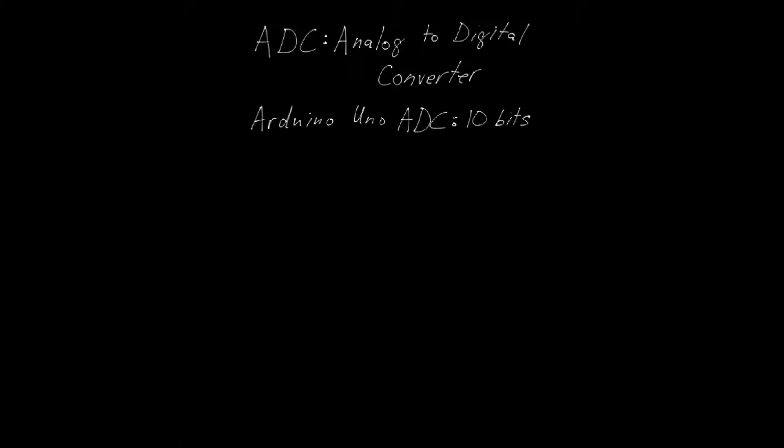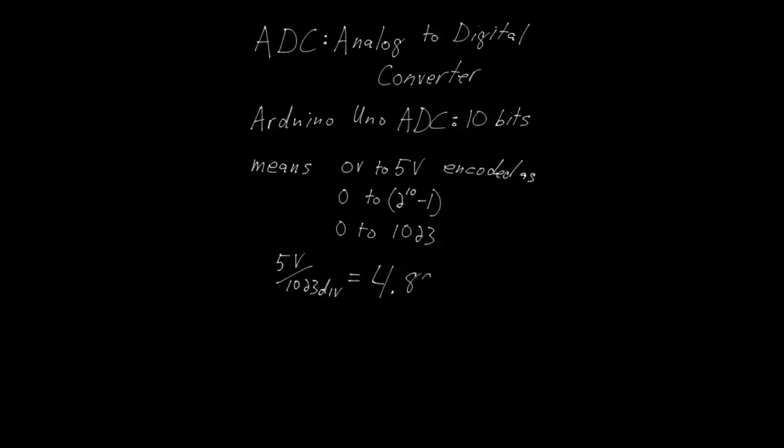Here's how a computer measures analog signals. A computer measures analog signals using an analog to digital converter, or ADC. The Arduino Uno uses a 10-bit resolution ADC. This means that it encodes 0 volts to 5 volts using the numbers 0 to 1023. This means that the smallest variation in voltage that the Arduino Uno can measure is 4.89 millivolts per division.